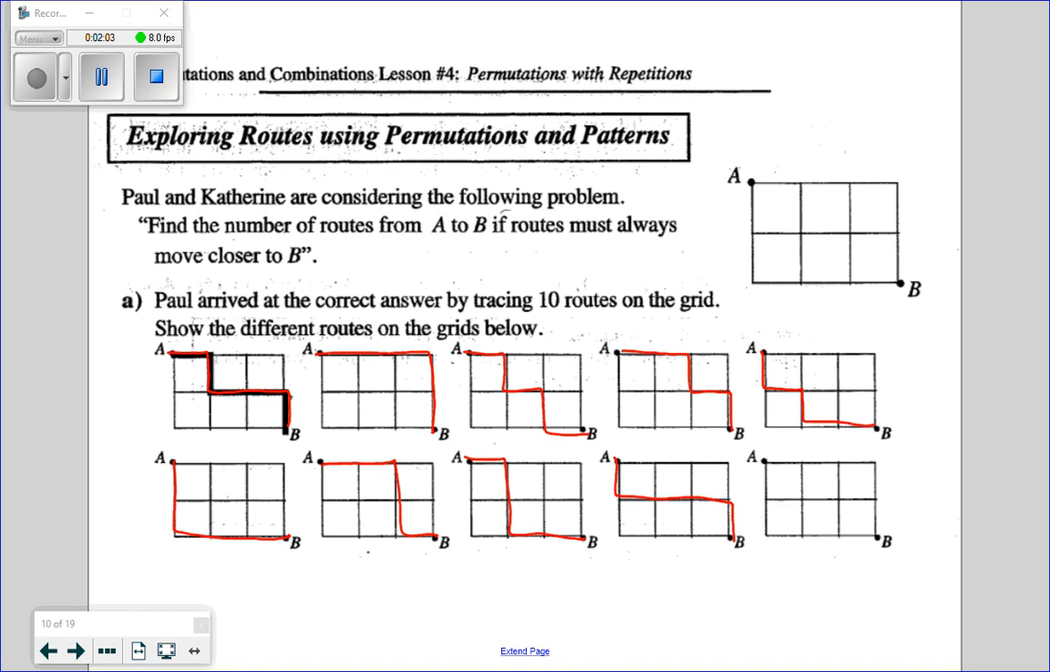So 2 over, 1 down, 2 over. Okay. 1 over, 1 over. That's this one, and then that's this one. I feel like there's one more, and then there's this one. That was one I just did. Okay, I'm missing one. Okay, there's 10. Yeah, I just can't see it, but there is 10.